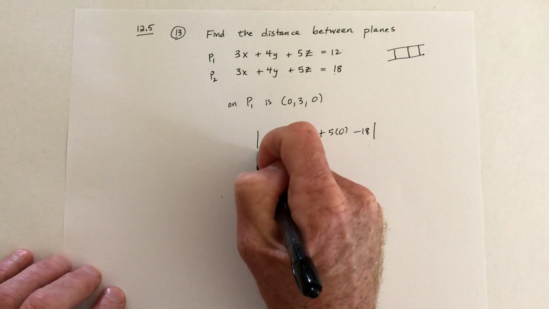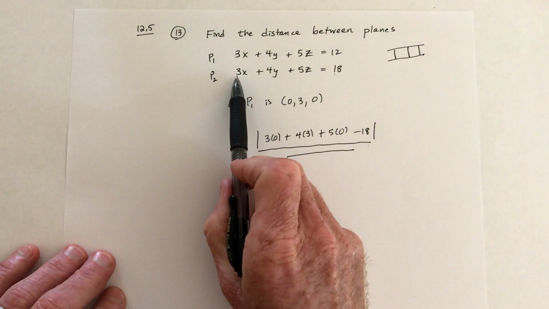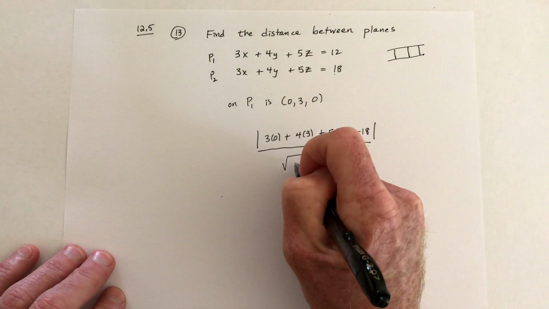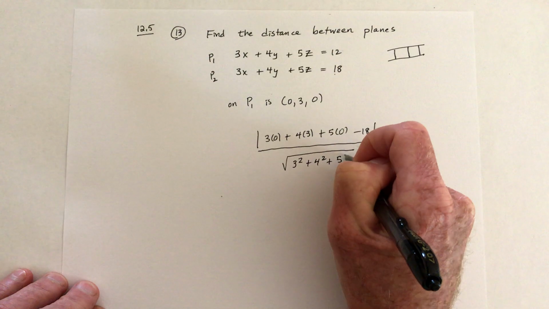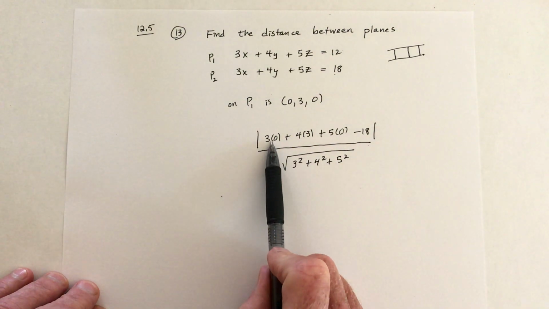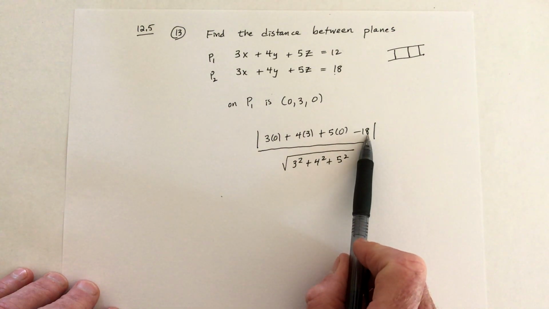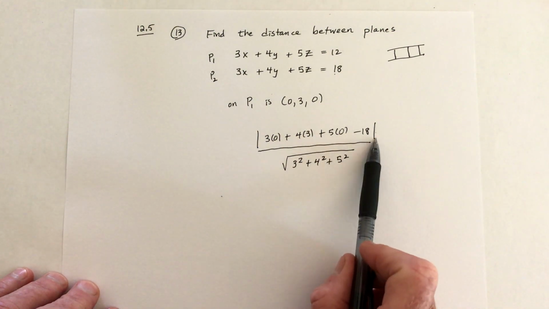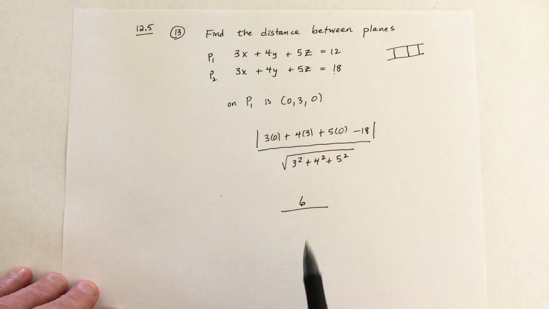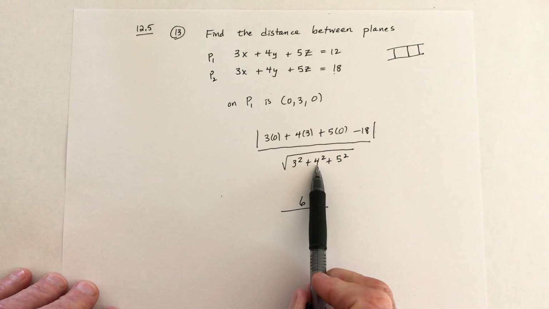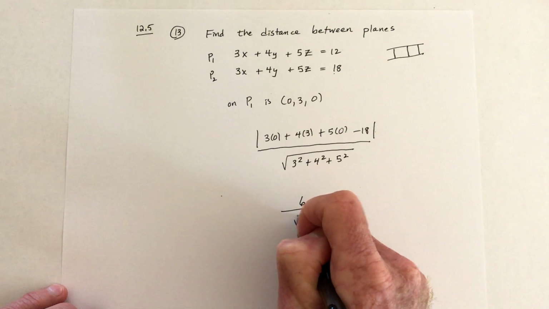It's possible that that's a negative, and we talk about distances being positive, so take the absolute value of that. And then divide by the square root, and now you just find the length of this vector, (3, 4, 5). So square root of 3 squared plus 4 squared plus 5 squared. So this is going to be 0, that's 0. So right here we have 12 minus 18. That's going to be a negative 6, but because of the absolute value, that's going to be 6. And this is going to be 9 plus 16, which is 25, plus another 25. So that means we're taking the square root of 50.